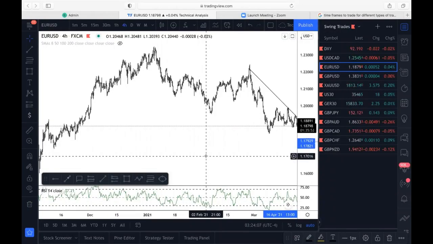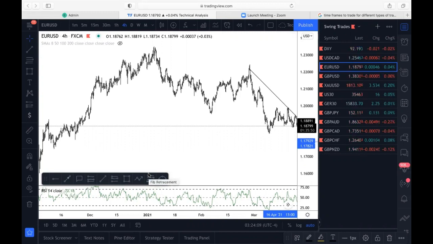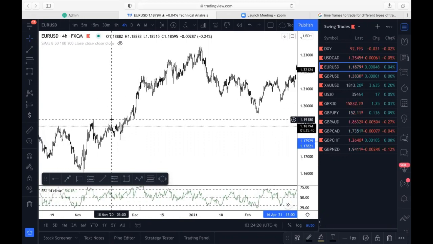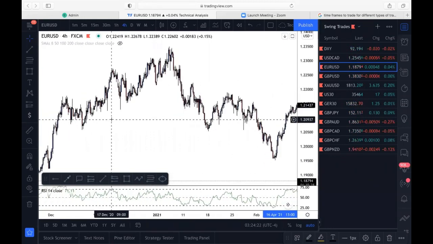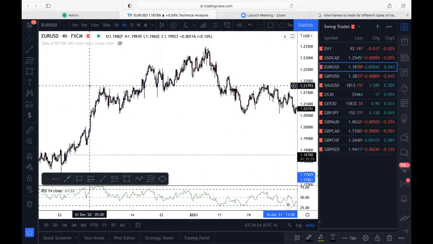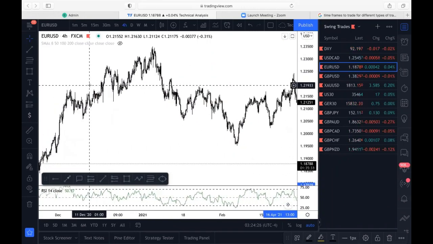In this video, I will go over my signature swing setups: swing buy and sell setups and trend reversal setups. First thing I like to look for is I like to be on a 4 hour time frame.